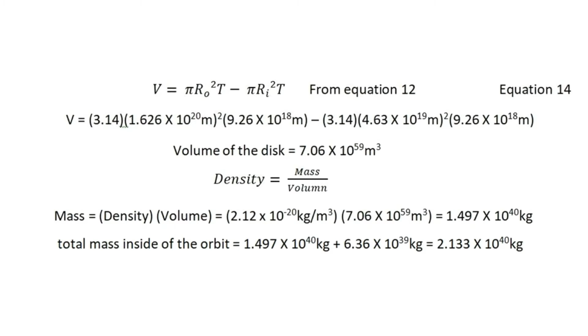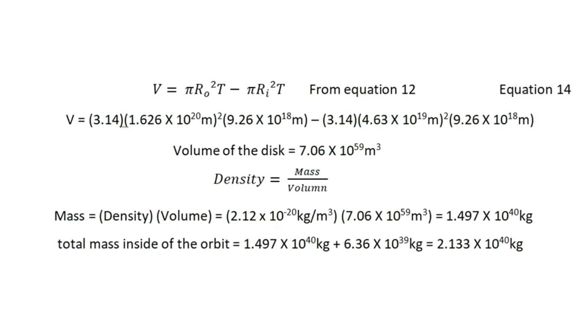Now, to find the mass inside the orbit and inside the disk of the galaxy, we have to find the volume of the disk inside the orbit of the star. This is calculated with equation 14, where R0 is the radius of the orbit, in other words, the outer rim of the disk, and Ri is the inner radius of the disk, in other words, the radius of the bulge of the galaxy.